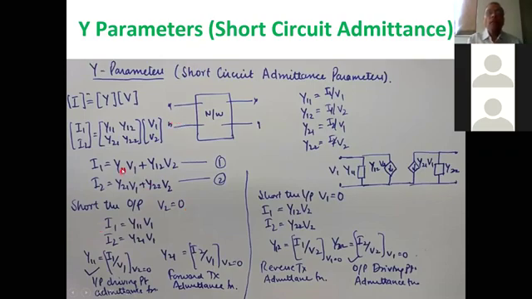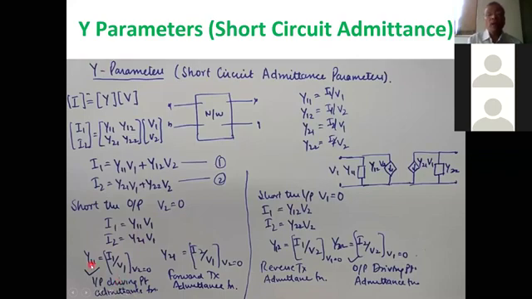So from these two equations, you will find I1 equal to Y11 V1 and I2 equal to Y21 V1. And from this, Y11 will be I1 by V1 at V2 equal to 0. And this is referred to as the input driving point admittance.